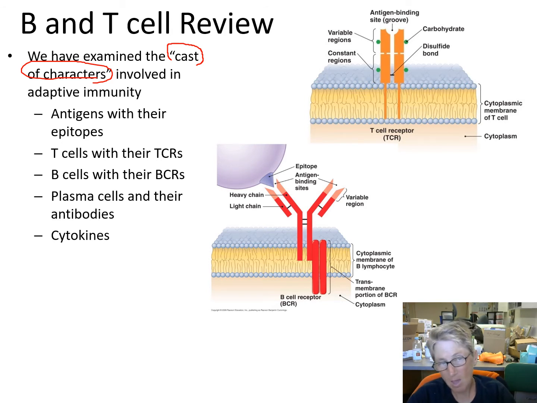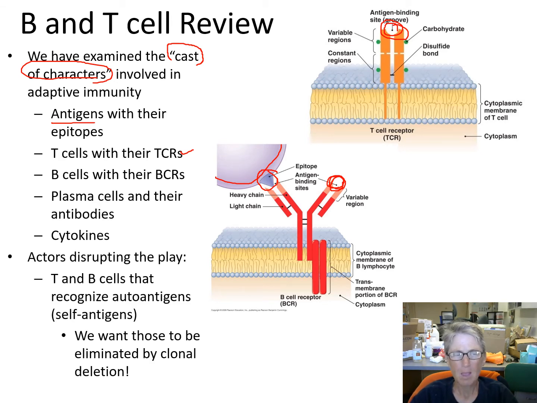So the cast of characters include antigens and their epitopes. So here's an epitope. This big purple thing could be part of a bacteria or an antigen. T cells with their T cell receptors, so they can bind things here. B cells and their B cell receptors, so here's where they bind things. Cytokines, we just looked at those, TNF alpha, interleukins, etc. And then actors that disrupt the play.